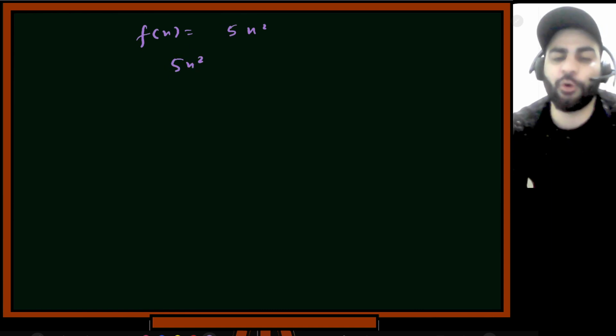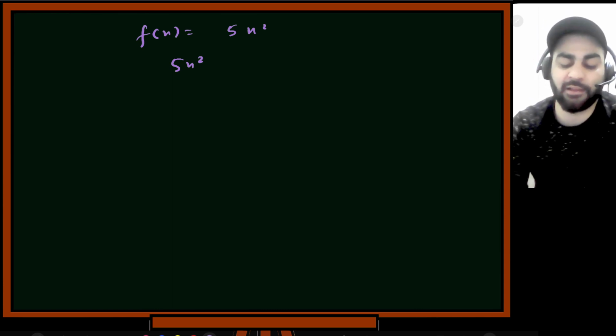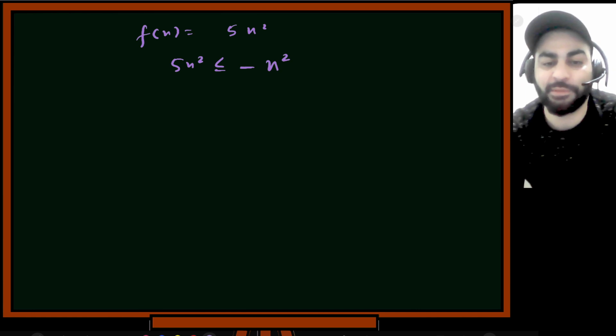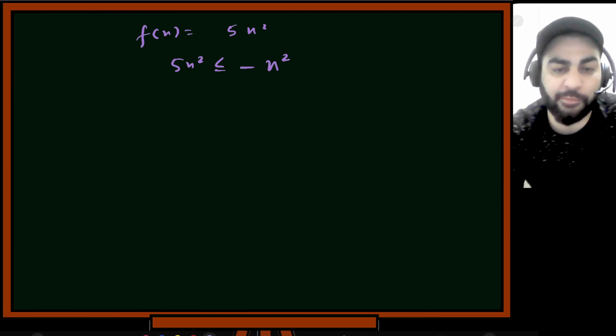So what is the big O of this? How can I give the upper bound of this? What can I write here? N square obviously will be there. So what should come here?